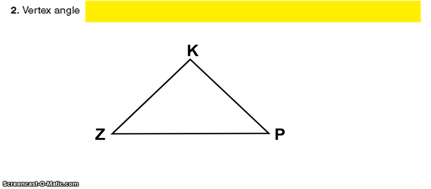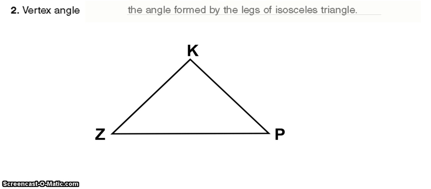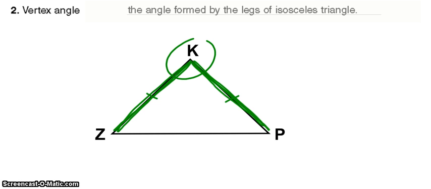Number 2, vertex angle. This is the angle formed by the legs of the isosceles triangle. So, in example number 1, we said that segment ZK and segment PK were the congruent parts, so these are the legs. The vertex angle will be formed by this leg and this leg. So the vertex angle is right here, angle K. Go ahead and write down the definition along with the triangle and angle K.